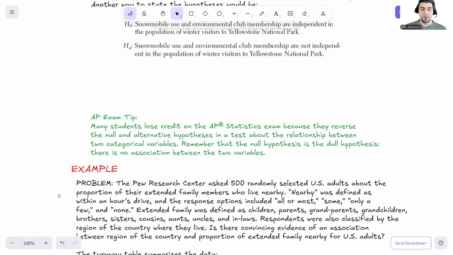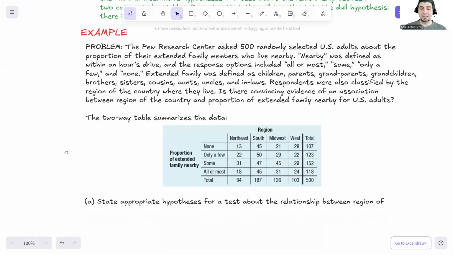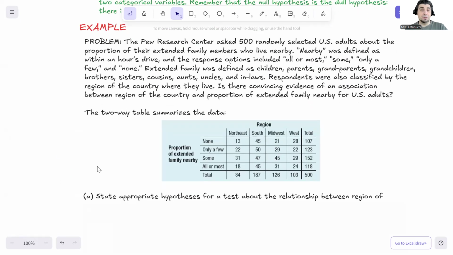So here's an example. Pew Research asked 500 randomly selected U.S. adults about the proportion of their extended family members who live nearby. Nearby was defined within an hour's drive, and the response options included all or most, some, only a few, and none. Extended family was defined as children, parents, grandparents, grandchildren, brothers, sisters, cousins, aunts, uncles, and in-laws. Respondents were also classified by the region of the country they live in. So, is there convincing evidence of an association between region of the country and proportion of extended family for U.S. adults? Here's a two-way table.